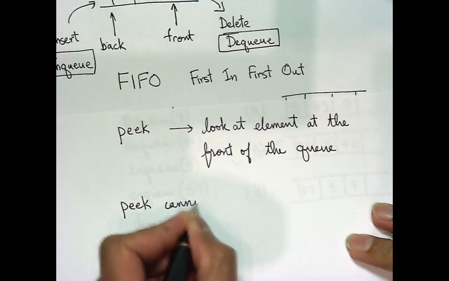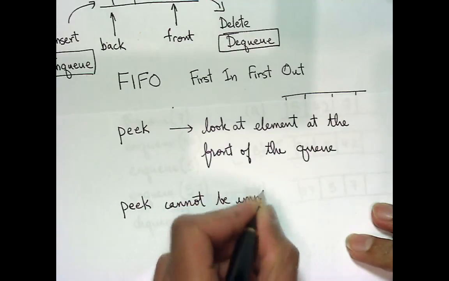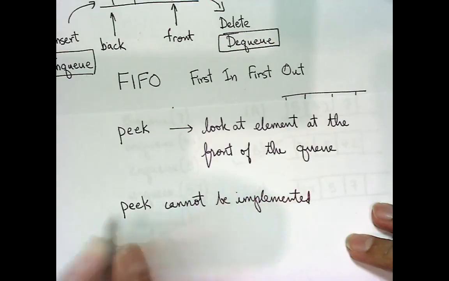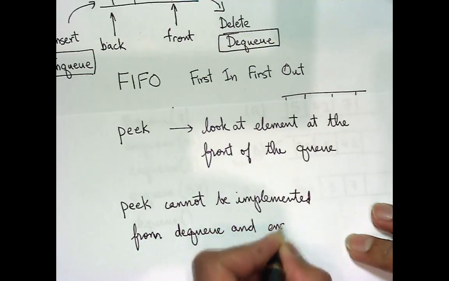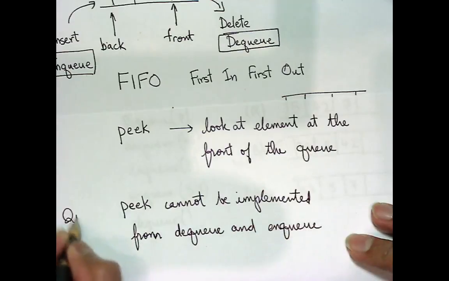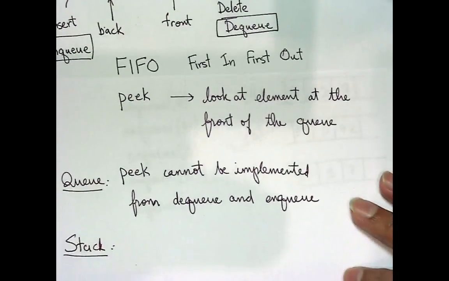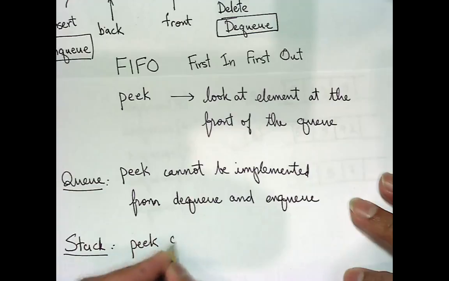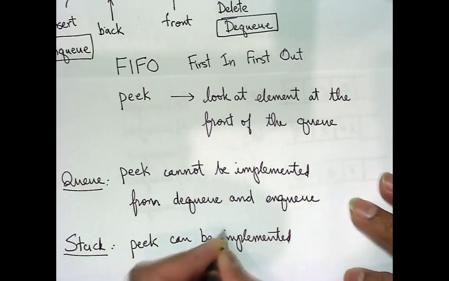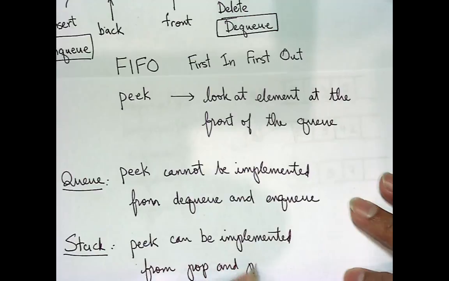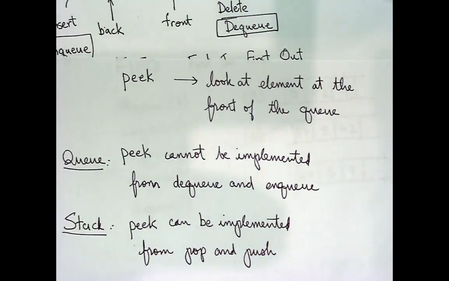So peek cannot be implemented from DQ and NQ. This is for queues. But in a stack, a peek can be implemented from a pop and a push. In general, this is a useful exercise to compare.